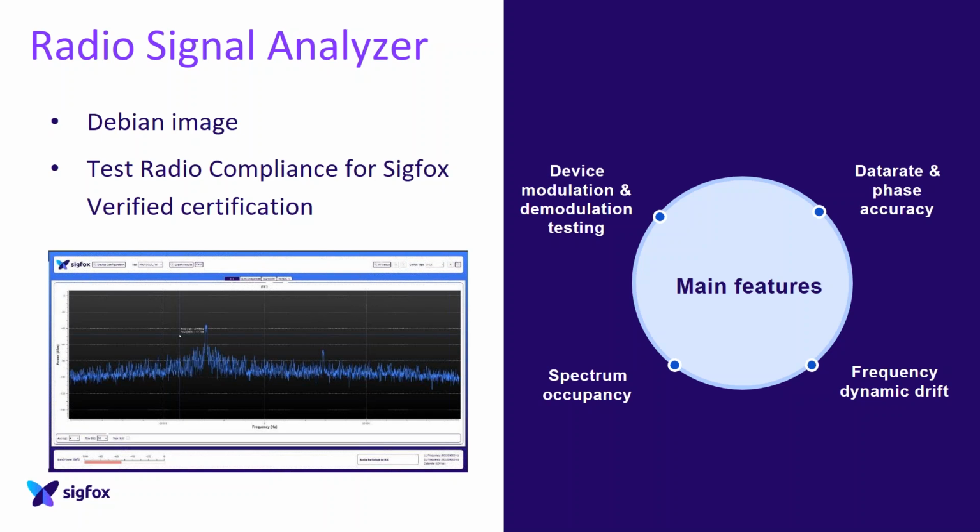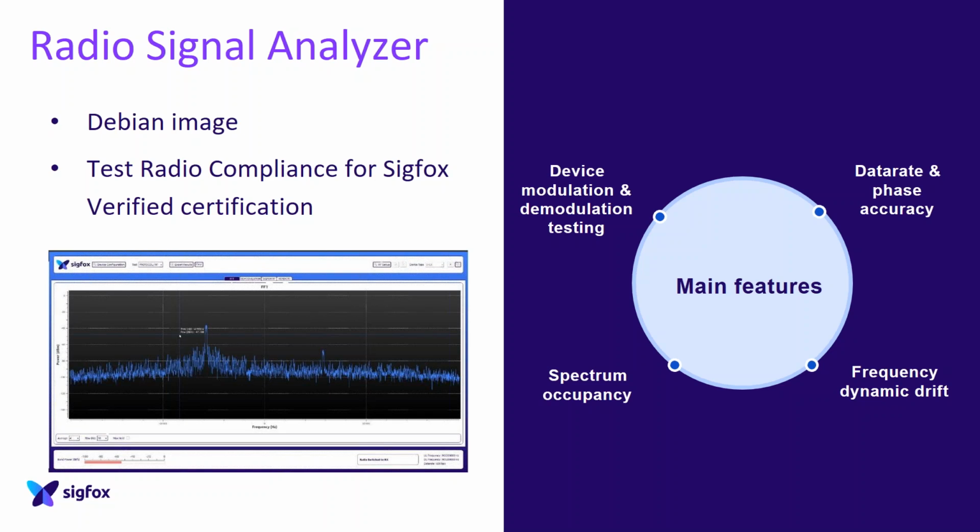The main feature of this software is especially useful when you want to check the device modulation and demodulation. So when you are transmitting, the SDR dongle will demodulate your signal, and so we will check the modulation quality of the device. And same thing in downlink. The SDR dongle will send a signal to your device, and then you will be able to check that the demodulation on your device is working correctly.